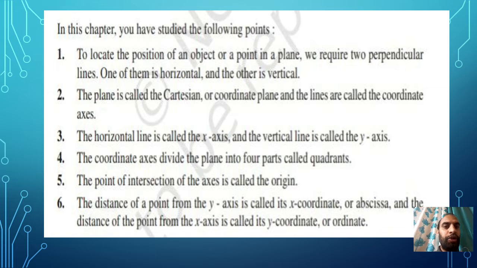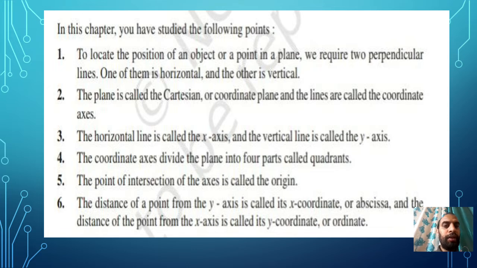First, to locate the position of an object or a point in a plane, we require two perpendicular lines. One of them is horizontal and the other is vertical. This type of question you did in chapter number 1, where the question is like a lamp is there or a street is there, how to find a house in a particular street. Such things in practical day-to-day life, we utilize this property.